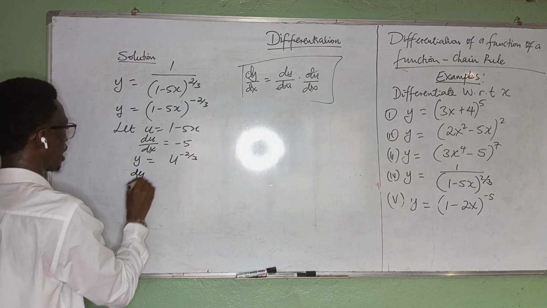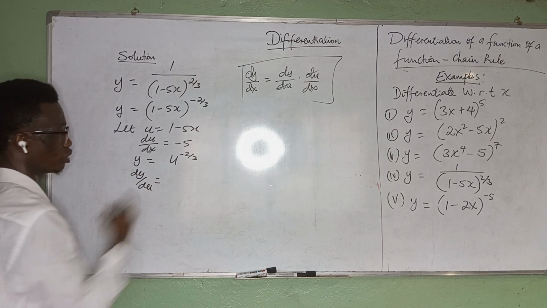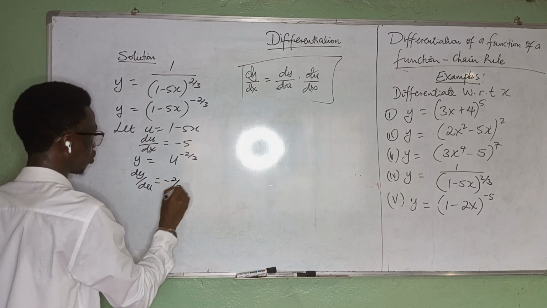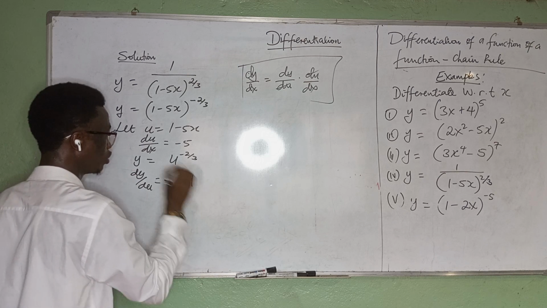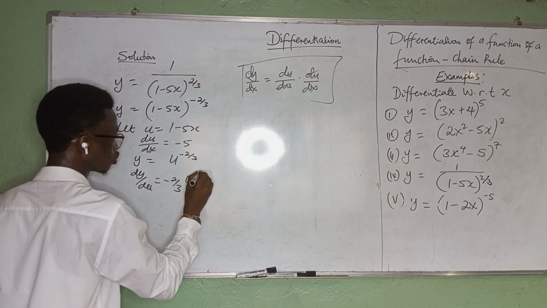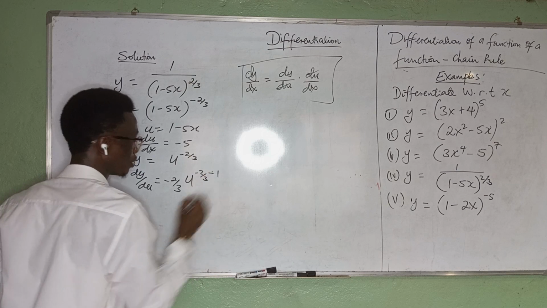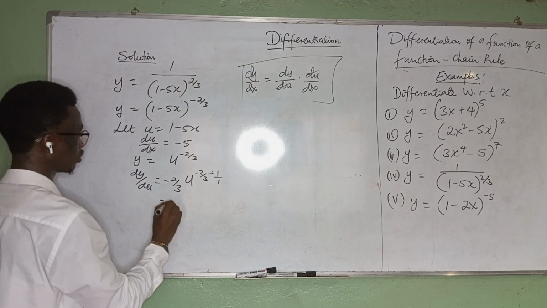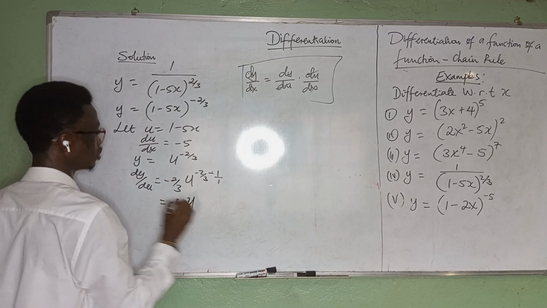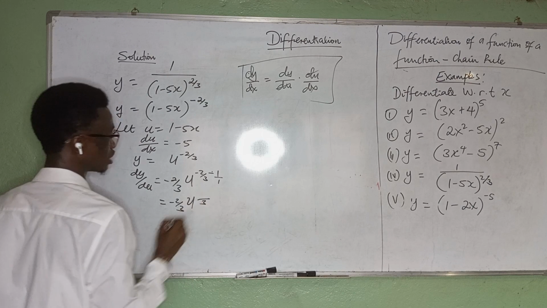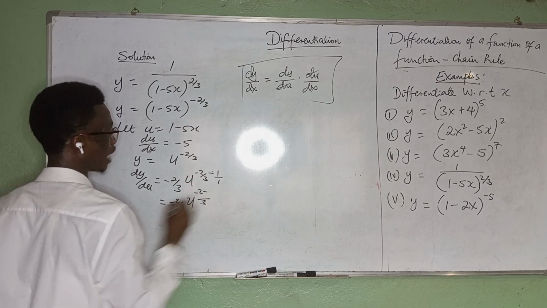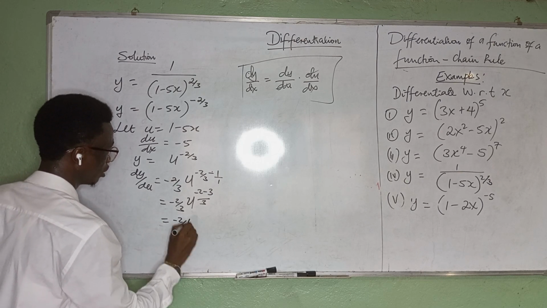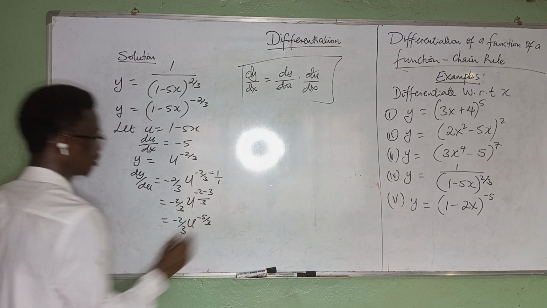Then we differentiate dy by du. First you multiply by the power and subtract 1 from the power. So this gives you minus 2 over 3, then u raised to the power minus 2 over 3 minus 1. You divide this by 1 and find the LCM, which is 3, giving minus 2 minus 3. So you are going to have minus 2 over 3 u raised to the power minus 5 over 3.